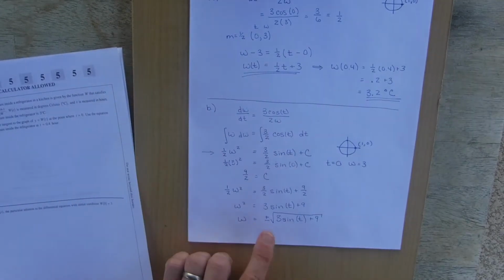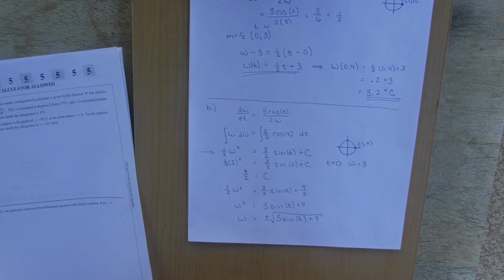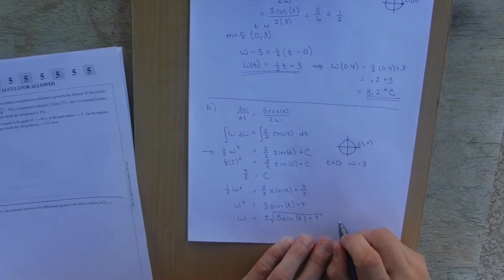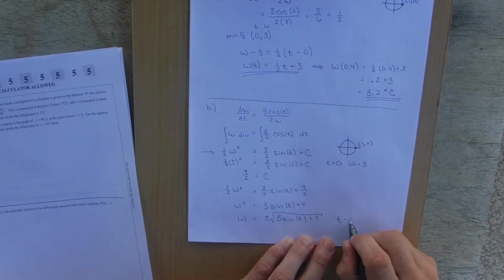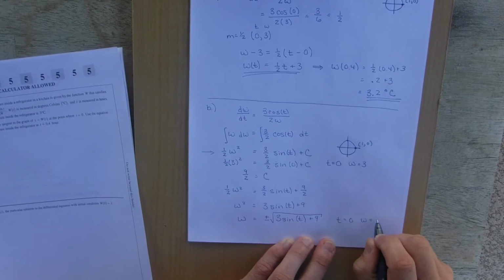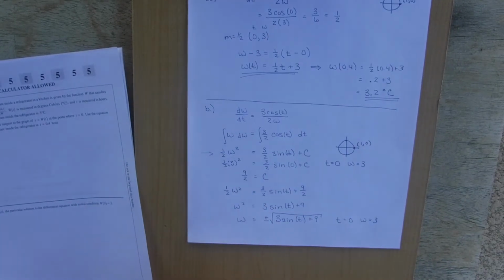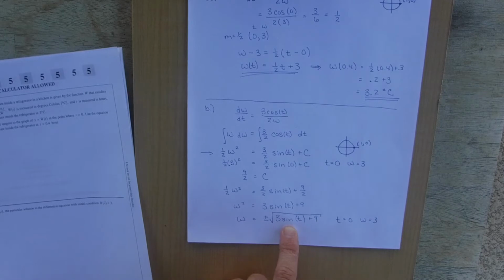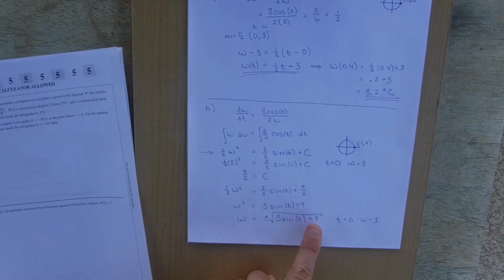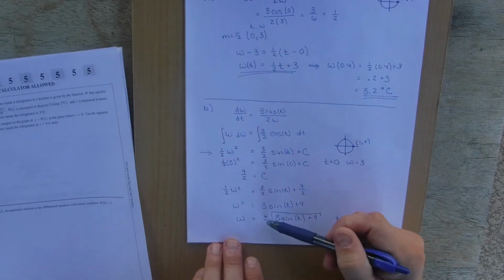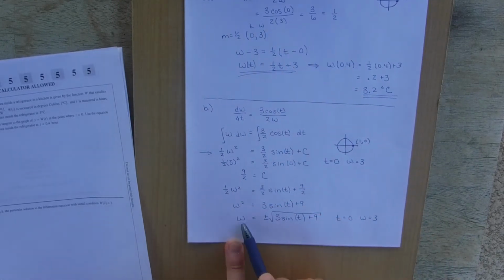Now, question is it the plus or is it the minus? So again, what we do is we take note of that point that we used. So when t is 0, w is equal to 3. So if this is 0, 0 plus 9 is 9, square root of 9 is 3, so I need plus or minus 3 is equal to 3.